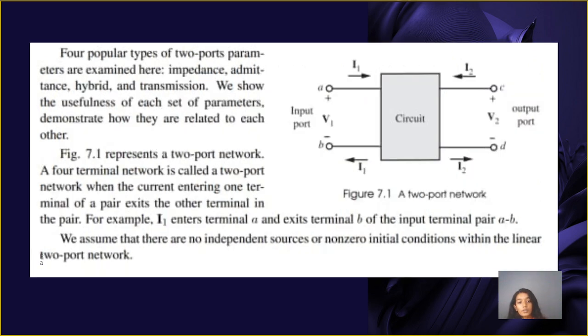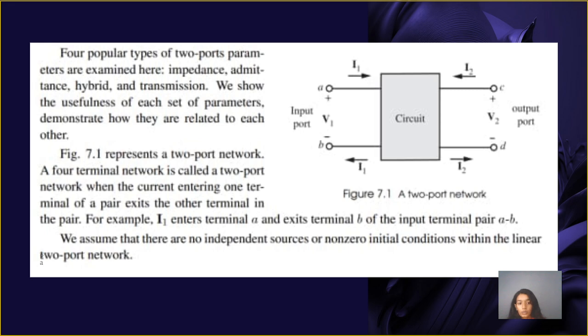So here is one of the parameters, that is the Y parameter. Four popular types of two-port network parameters are examined here: impedance, admittance, hybrid, and transmission. We will see the usefulness of each set of parameters and demonstrate how they are related to each other.